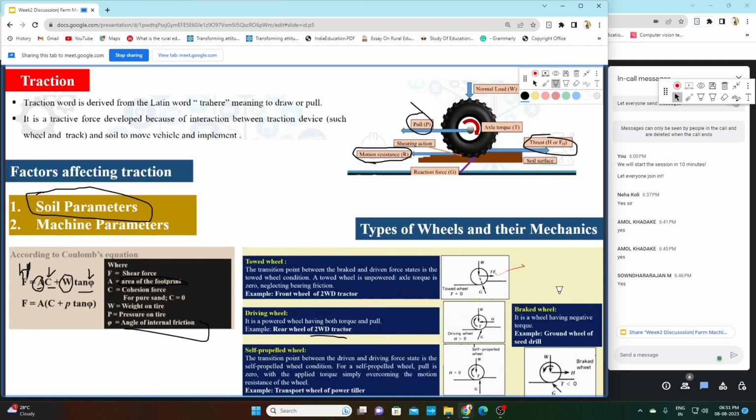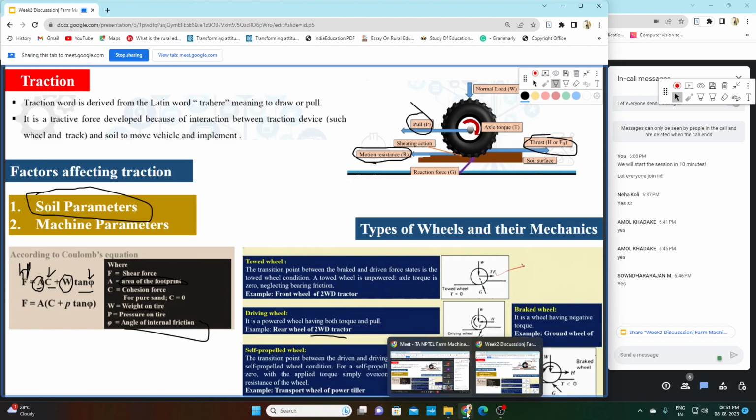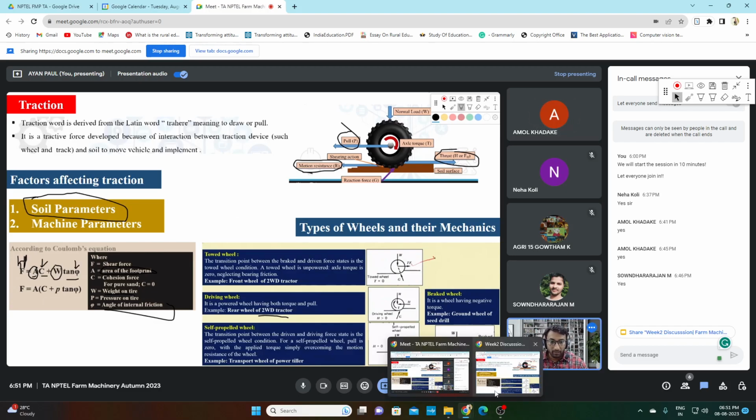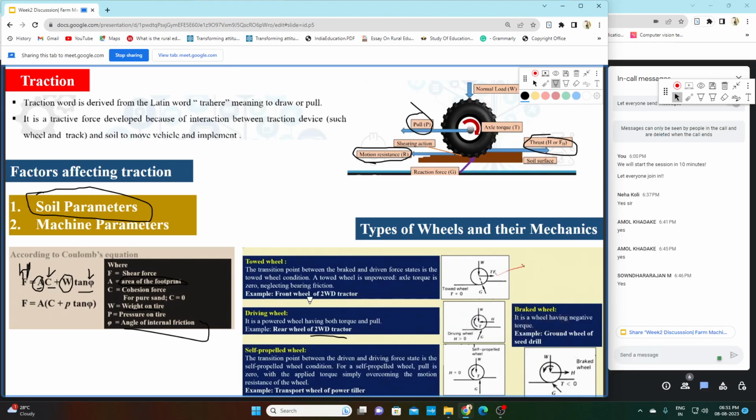Okay, so is this clear, the four types of wheels? Is this clear to all of you, guys? Any doubt about this slide? This is one of the important slides. Any doubt? Self-propelled wheel, sir. Again, explain it. Have you understood the towed wheel and driving wheel? Yes, sir.